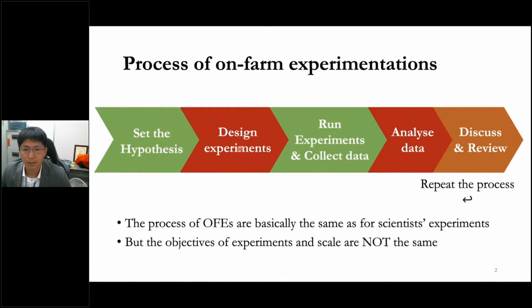The second step is to design experiments. We have to consider how to set replications or randomizations of the experimental plots. The third step is to run experiments and to collect data. This step is basically managed by farmers. And the fourth step is to analyze on-farm data using statistical modeling. And finally, we can discuss and review the outcomes of OFEs with farmers if there are still questions to be answered. We need to repeat this process. So in my presentation, I mainly talk about how to design experiments and how to analyze data for OFE.